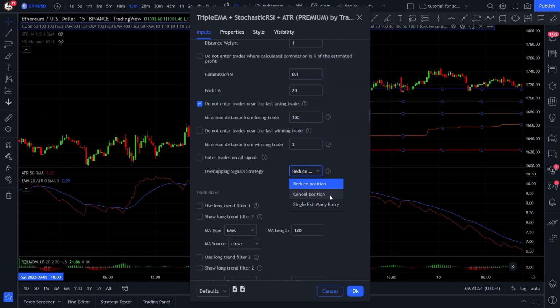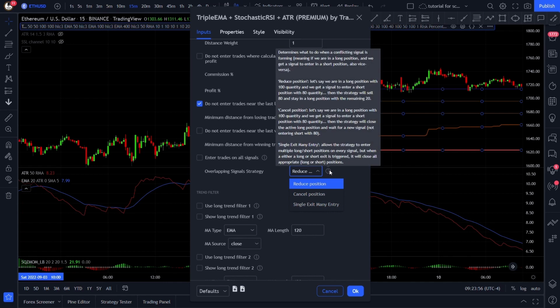The second option is cancel position. This function will close all of the positions when a conflicting signal appears. So a short signal prints while a long position is open, or a long signal prints while a short position is open. In my opinion, this is the most logical thing to do.